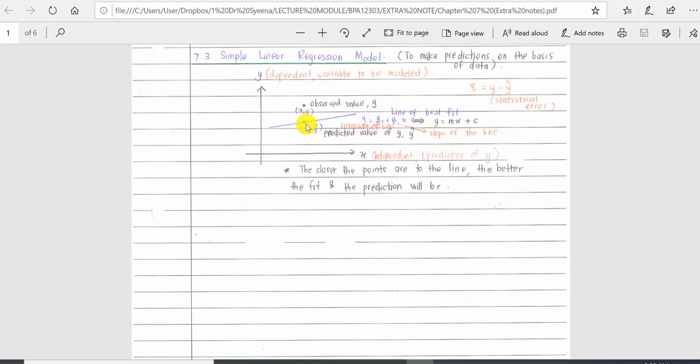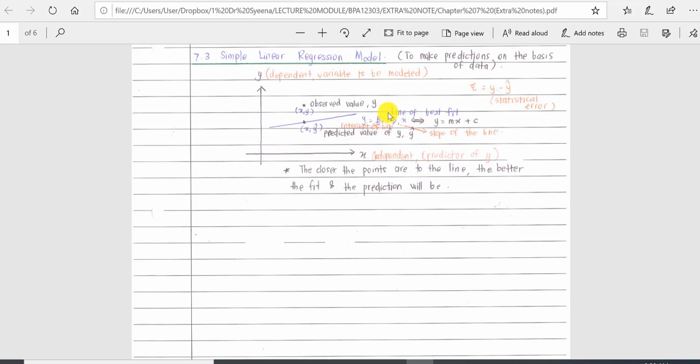Now, the closer the points are to the line, that means when we draw the regression line in your model, the line is to predict the value of y. So when the point is closer, it will be a better fit and a better prediction. But if the point is far away, the prediction will be worse.